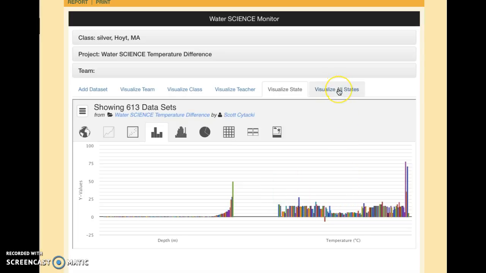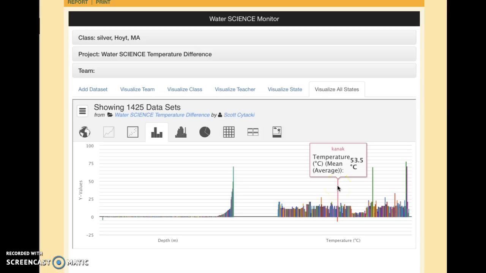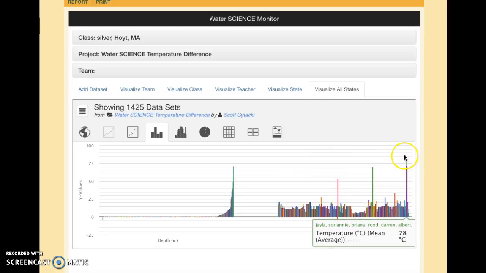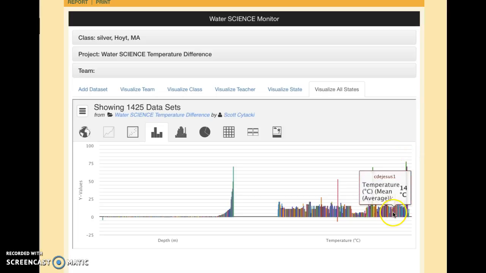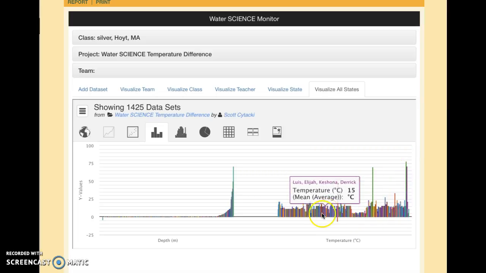Now, where do we stand as compared to all the states? Well, again, I would think that those who entered 53 degrees centigrade and 70 degrees centigrade were just in the wrong units. But you do see quite a variation from different states in terms of temperature, and Massachusetts is really the coldest.